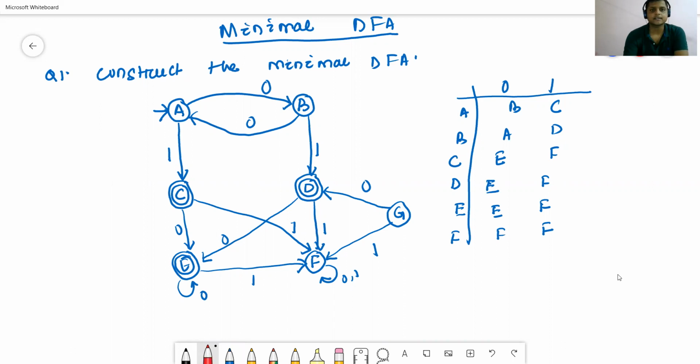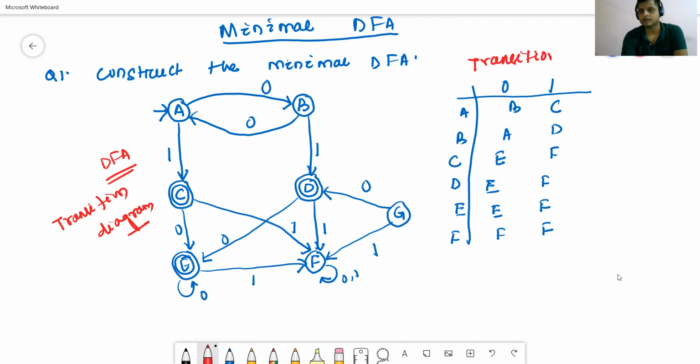Here is one more example. This is a DFA, given as a transition diagram. Sorry, this is the transition diagram, and this is the transition table of the given DFA. Okay. Now we'll see.